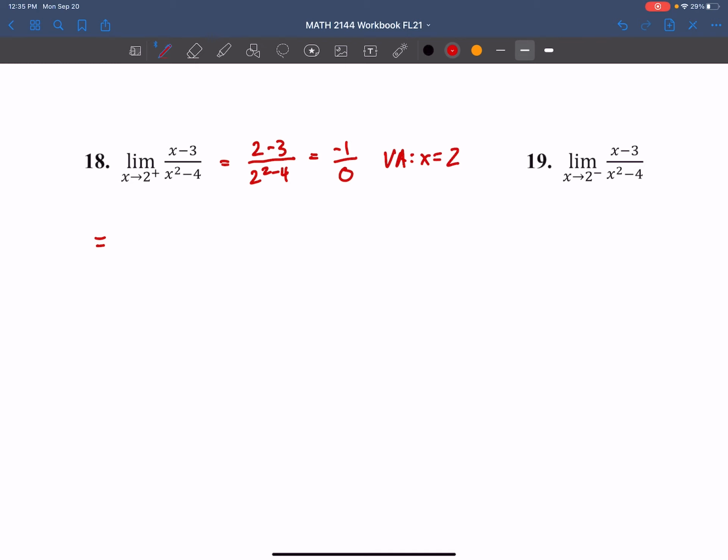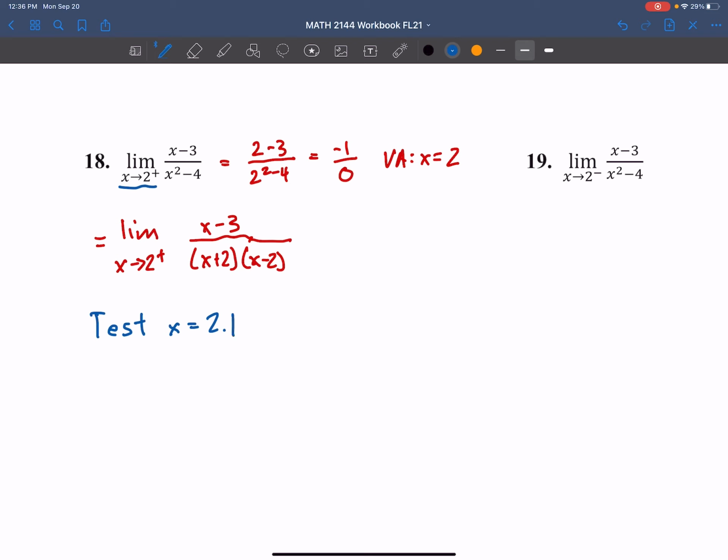But I'm still going to recommend that you go ahead and factor the denominator as a difference of squares, because it's easier to plug something into that. Let's test a point. Remember, x is approaching 2 from the right, so what's a good point to test? Let's test x equal to 2.1.